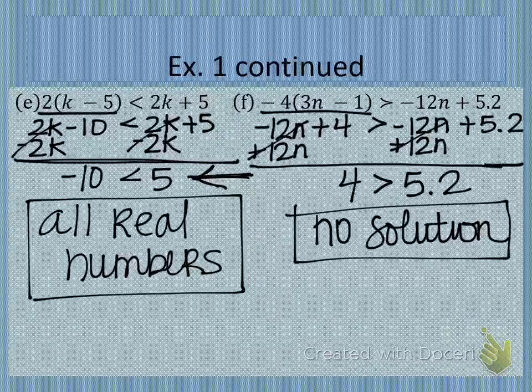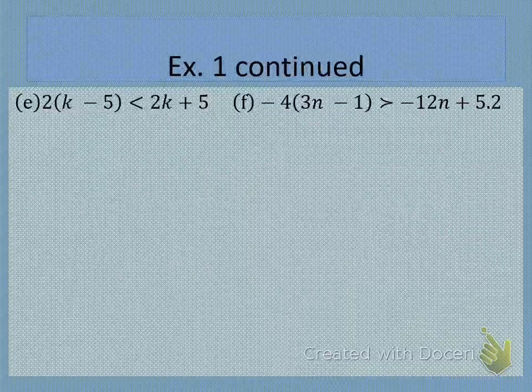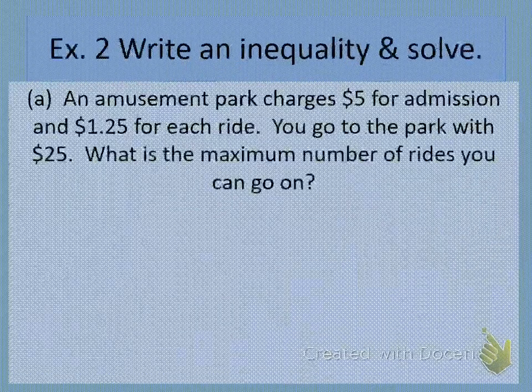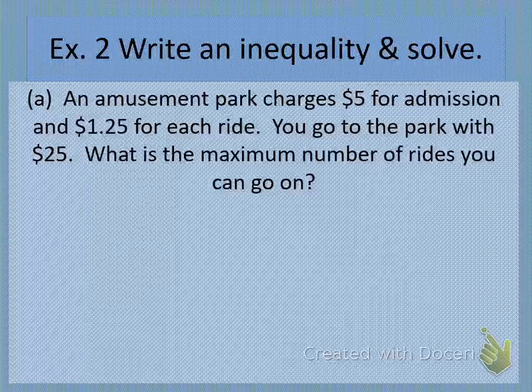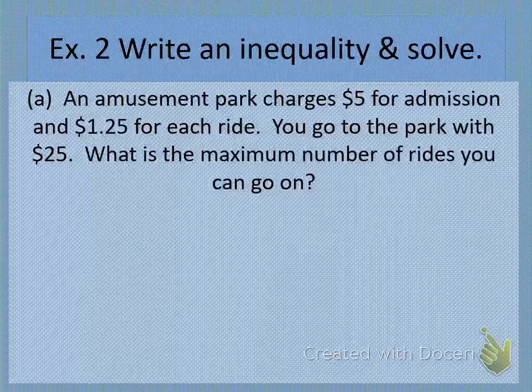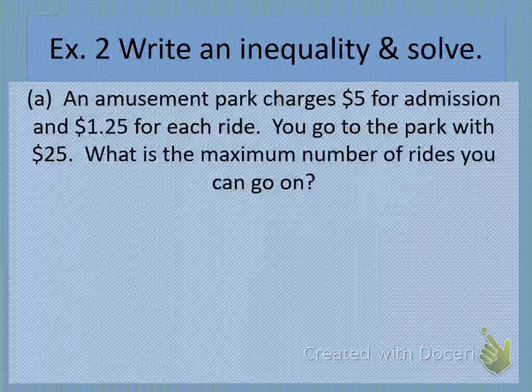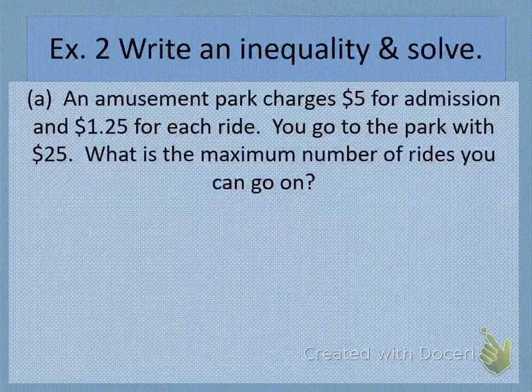Okay? Lastly, let's look at example number 2. Write an inequality and solve. So let's pick this problem apart. A lot of you did really good on the word problem. Some of you still struggled. So let's look at this. An amusement park charges $5 for admission and $1.25 for each ride. You go to the park with $25. What is the maximum number of rides you can go on?